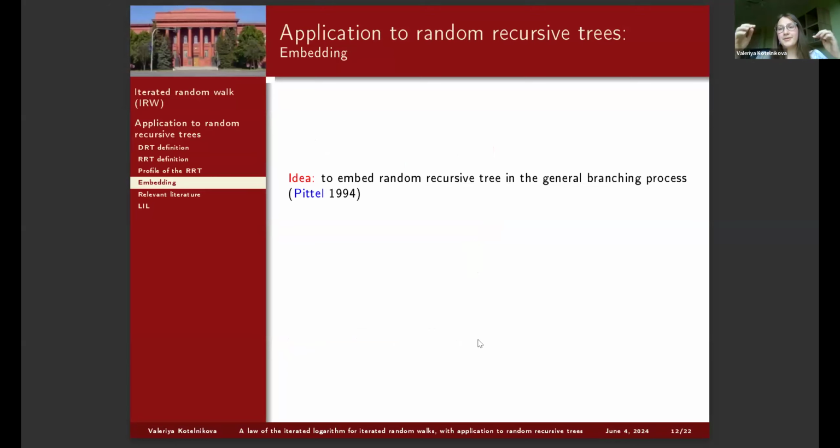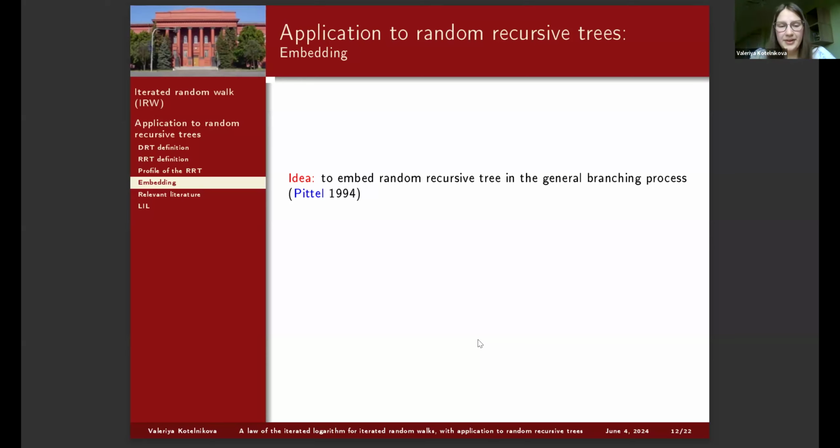And now we move to the part of the talk where we discuss how to connect iterated random walk and random recursive tree. And the idea of how to do it is not ours. It is already 30 years old and it belongs to Peter. And the idea is to embed a random recursive tree in the general branching process. Shortly, what we are going to do: we take a general branching process, we build a tree on it in some specific manner, and then we prove that the obtained tree is a random recursive tree.